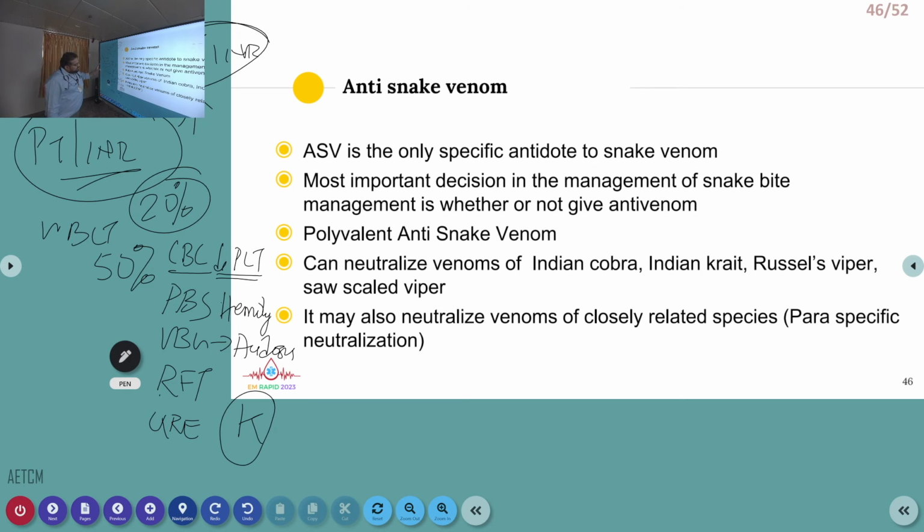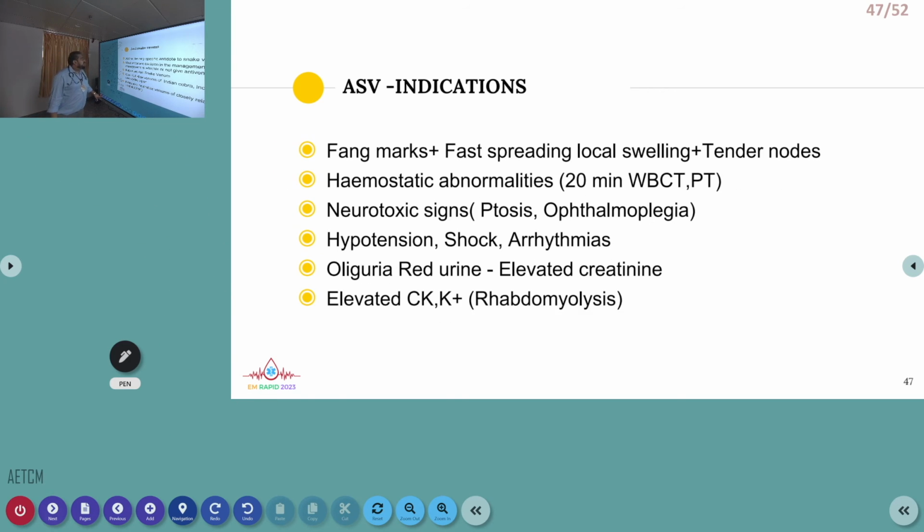And these are the other investigations that you need to order when you have a patient with snake envenomation. So coming to the indication of ASV, that is again one important thing. Just quickly before that, I'll say what an ASV is. ASV is basically a polyvalent anti-snake venom. It covers the big four: the Indian cobra, common krait, Russell's viper, and saw-scaled viper. So only these 4 venoms will be neutralized with the anti-snake venom.